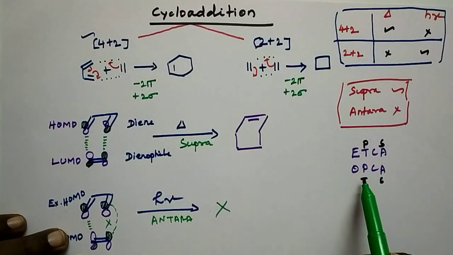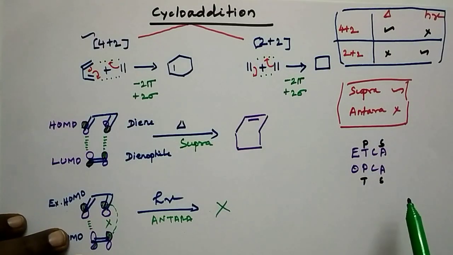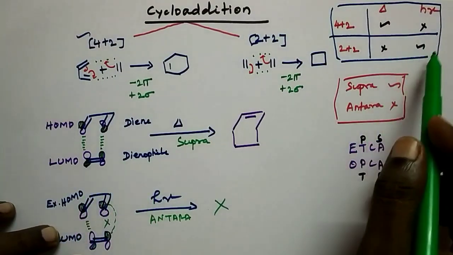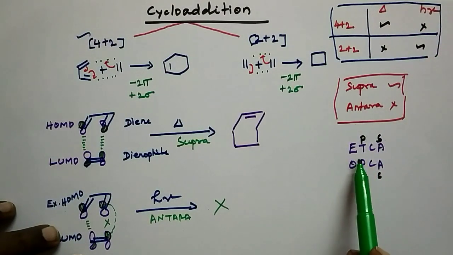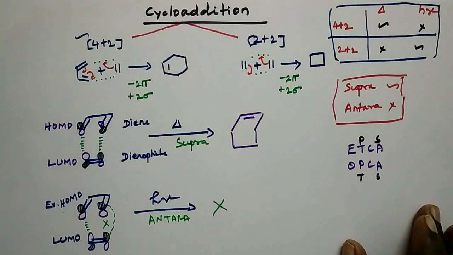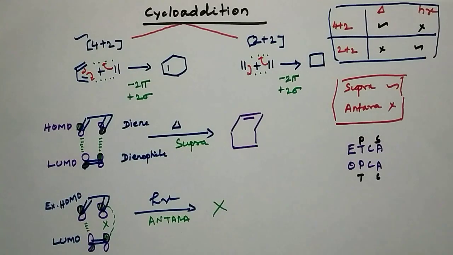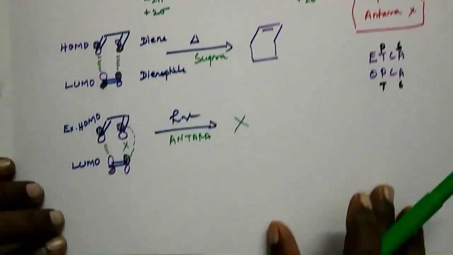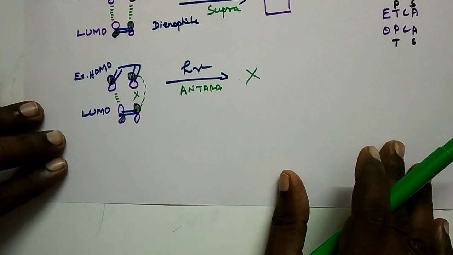thermally it is suprafacial. Okay, so without drawing all these things, without these tables, simply by ETKA, OPKA itself we can say whether it is antarafacial or suprafacial. If it is antara, you can say the reaction is forbidden. If it is suprafacial, you can say the reaction is allowed. Okay, right. Let us see the next one, 2 plus 2 cycloaddition.